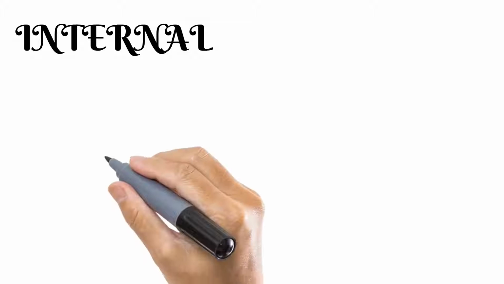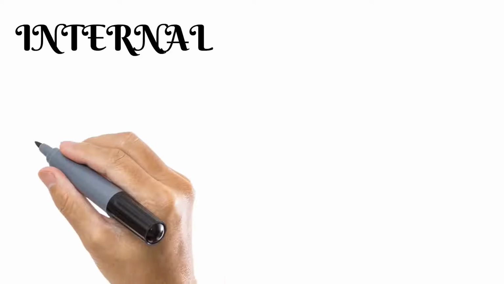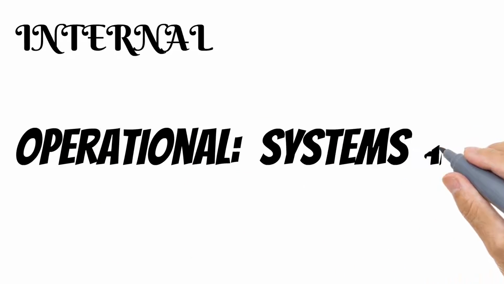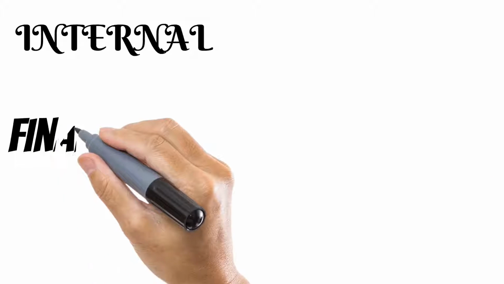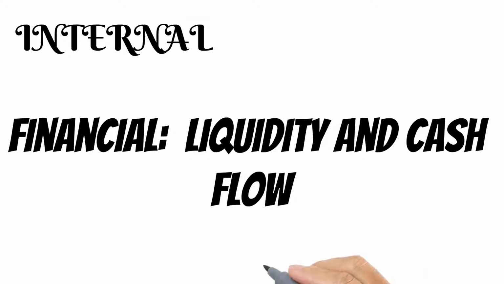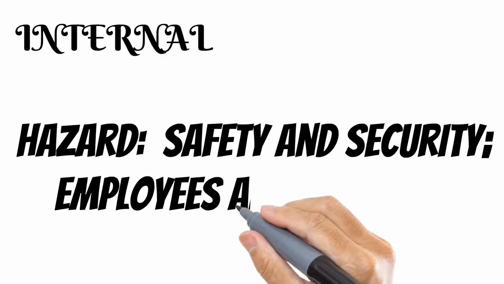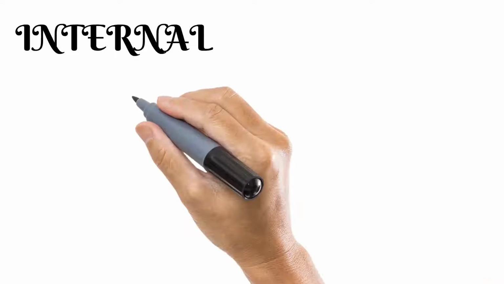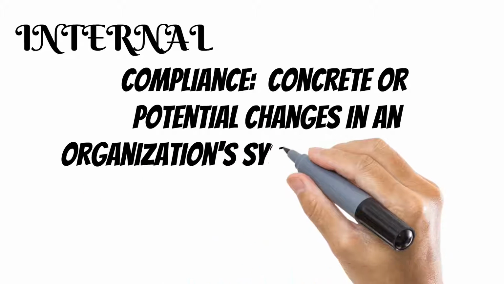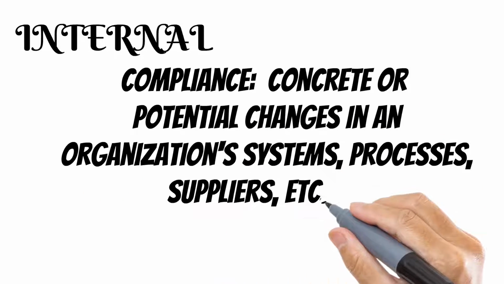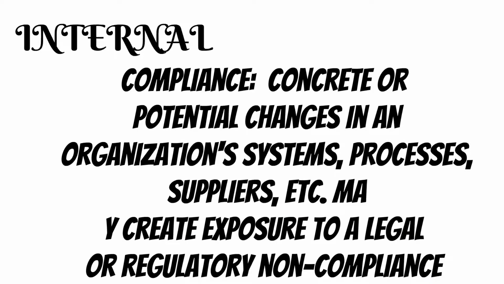Internal: strategic, research and development; operational, systems and processes, HR, payroll; financial, liquidity and cash flow; hazard, safety and security, employees and equipment; compliance, concrete or potential changes in an organization's systems, processes, suppliers, etc. may create exposure to illegal or regulatory non-compliance.